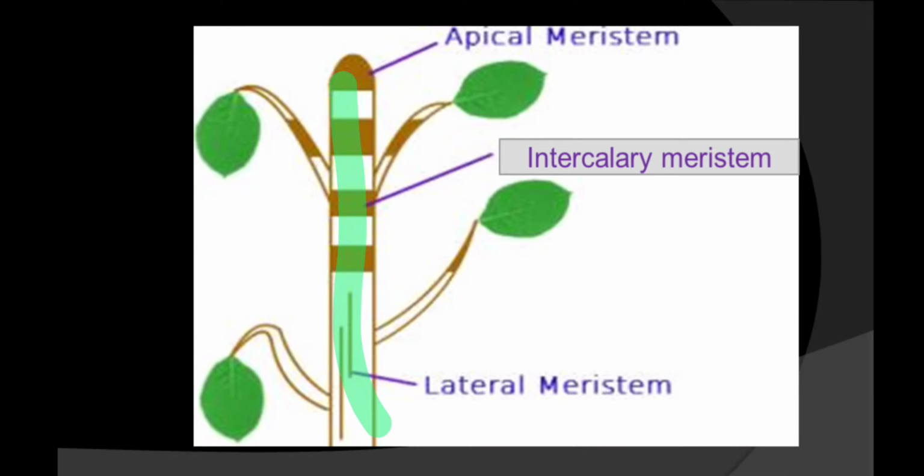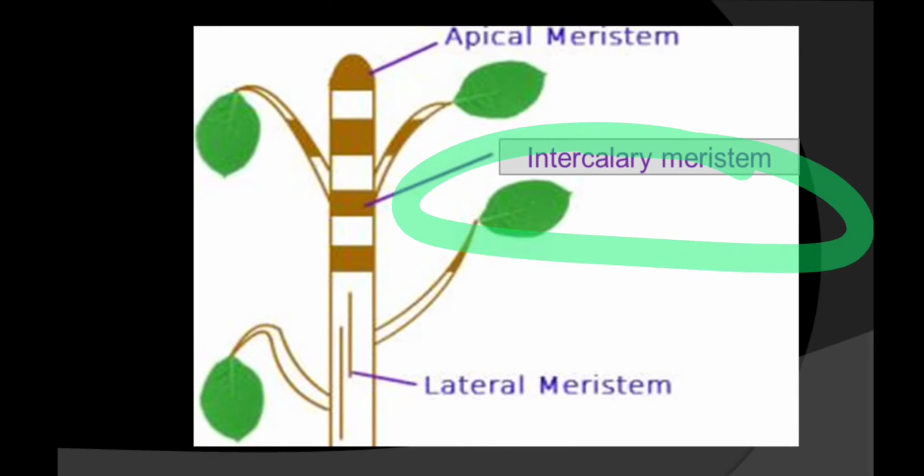Same as the intercalary, they also divide lengthwise because they are formed from the apical meristem only. In between the permanent tissues, some of the apical meristems are left behind, and they give rise to intercalary meristem. So these intercalary meristems are derived from the apical meristem only, so they also help to increase the height of the plant. Okay, then we have lateral meristem.